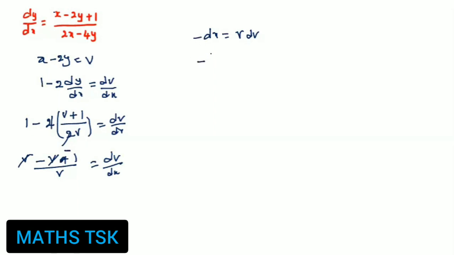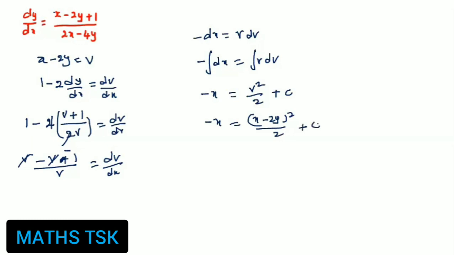So when we integrate, minus integration of dx is equal to integration of v into dv. So minus x is equal to v square by 2 plus c. So minus x is equal to, v square is x minus 2y whole square by 2, plus c. We can write this as minus 2x is equal to x minus 2y whole square plus 2c. I can write 2c as k. So x minus 2y whole square plus 2x is equal to k.